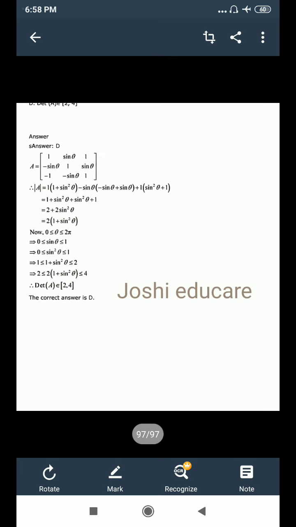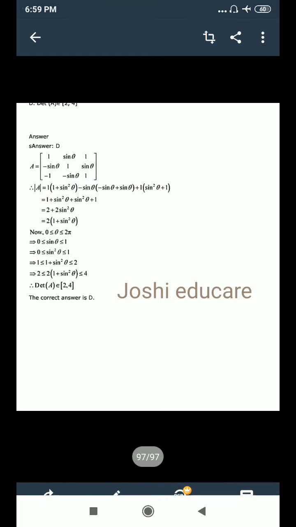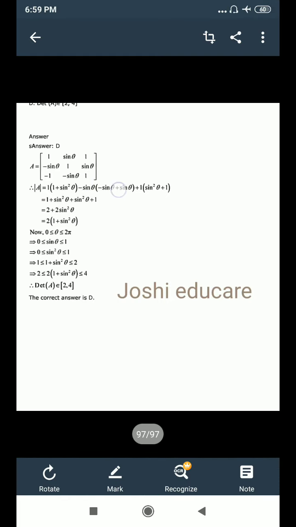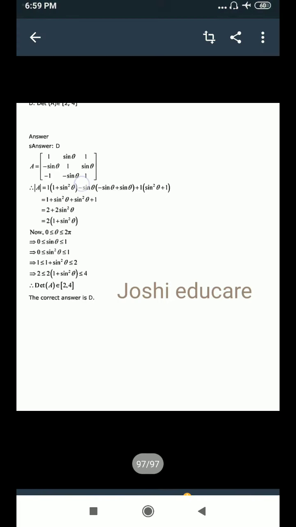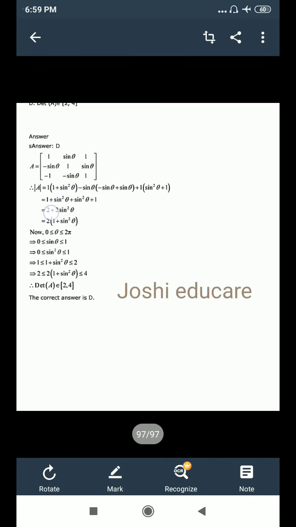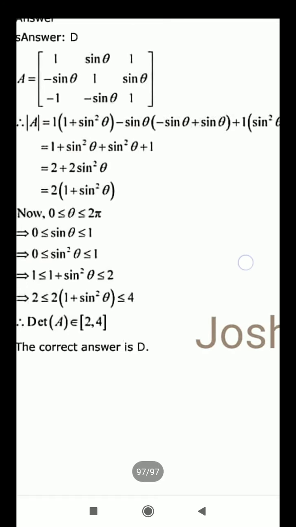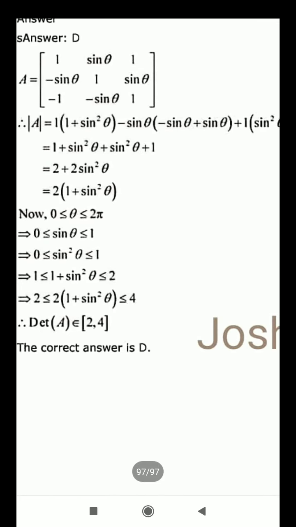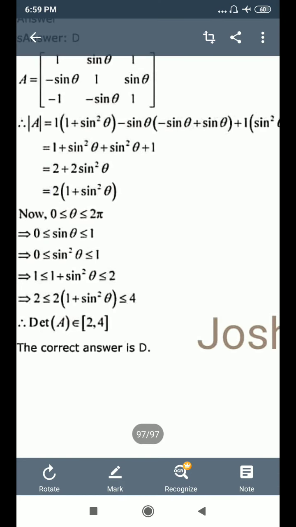So expand it with respect to the first row: 1 into (1 plus sine square theta), minus sine theta into (minus sine theta plus sine theta), that is 0, plus 1 into, oh sorry, sine square theta plus 1. So this is 1 plus sine square theta, this term is 0, and this is sine square theta plus 1. So overall we will have 2 plus 2 sine square theta. 2 you can take common, it is 2 into (1 plus sine square theta).